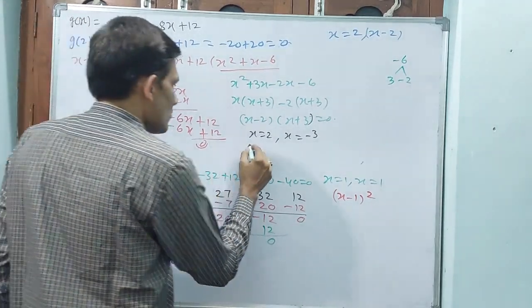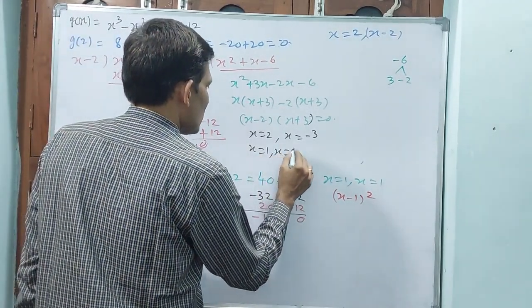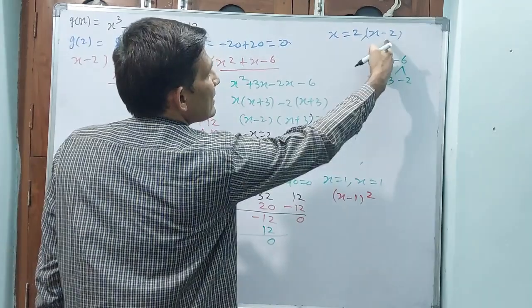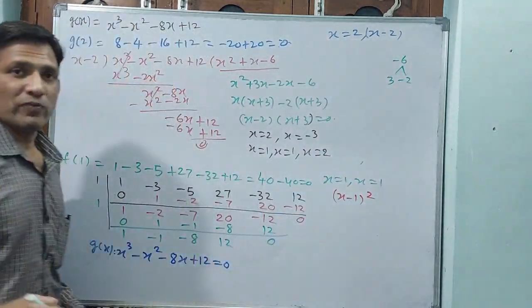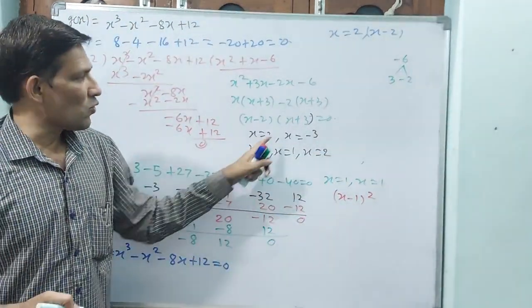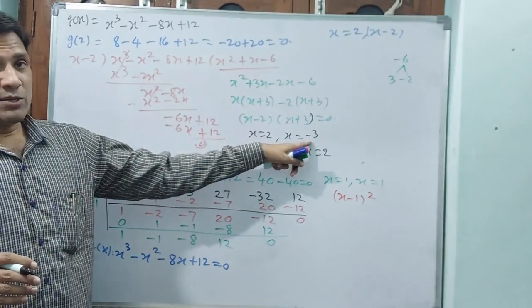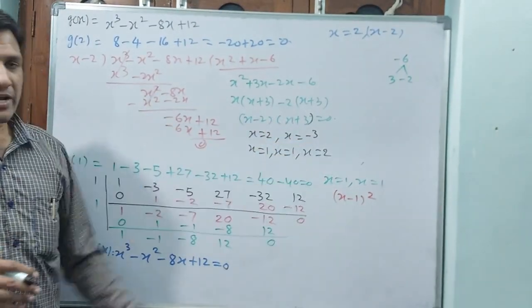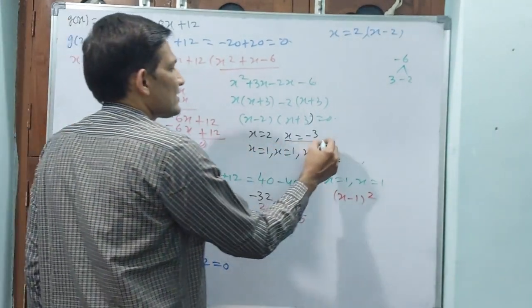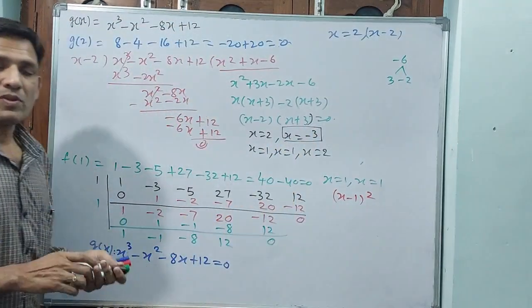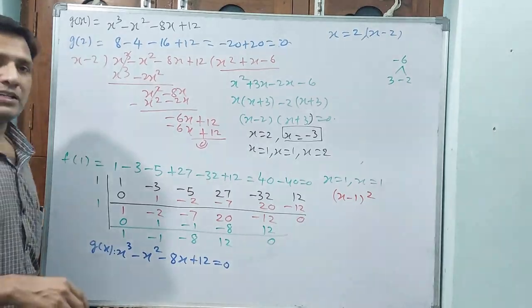What are the remaining roots? x is equal to 1, x is equal to 1, x is equal to 2, already once it has come. Total how many roots? 5 roots: 1, 1, 2, 2, minus 3. Which one is divisible? Minus 3 is divisible by 3, prime number. That is why the answer is x is equal to minus 3. Okay, let us go for the next.